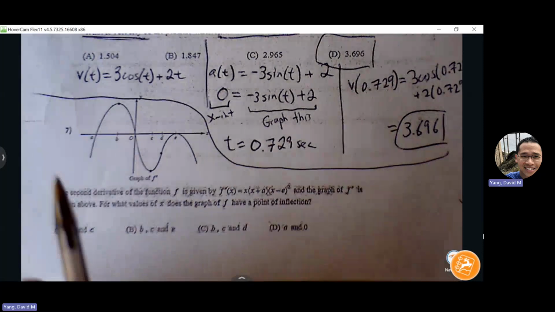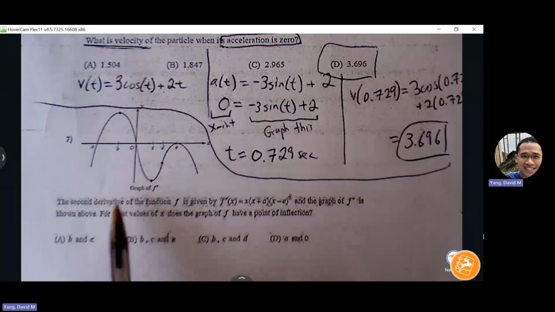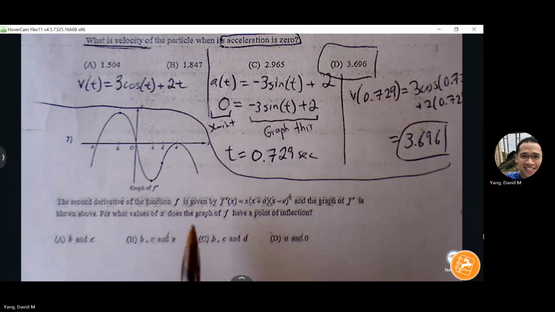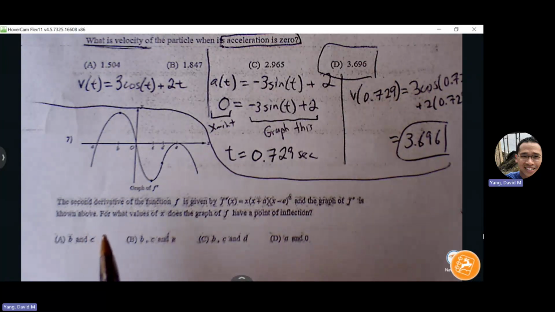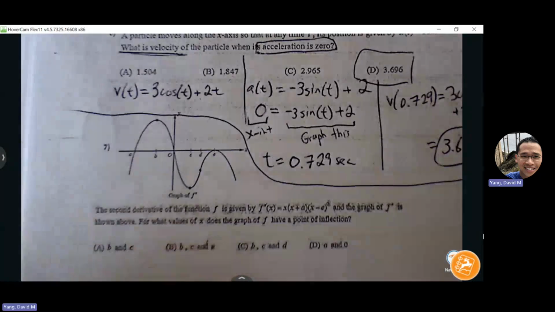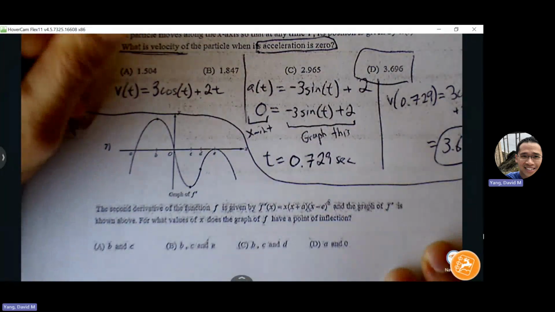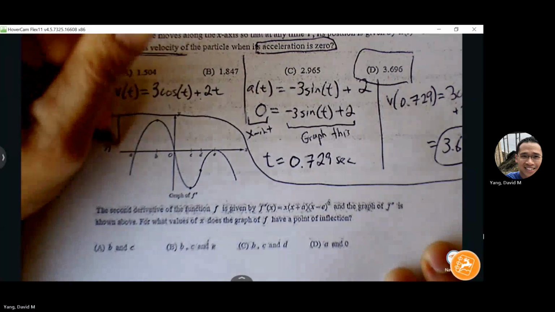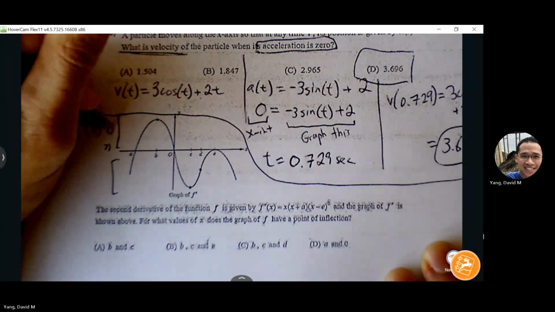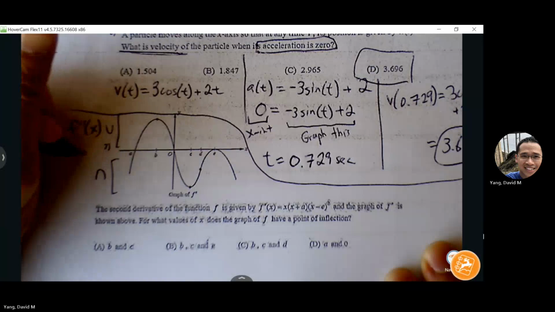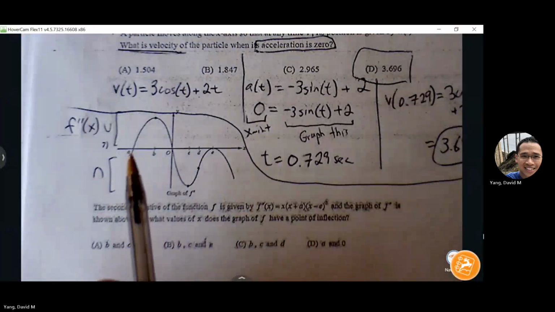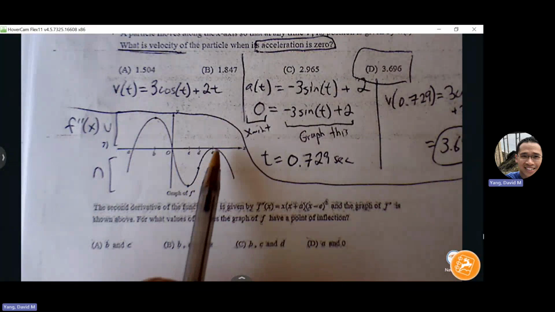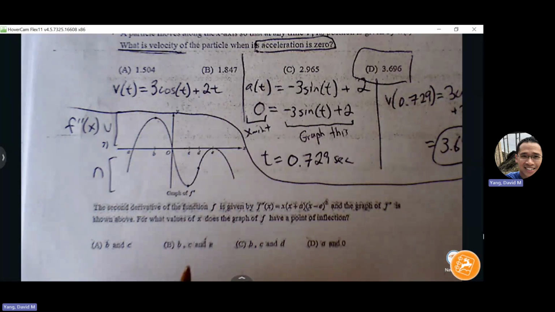Last one. The second derivative is given by f double prime. And the graph of f double prime is shown above. For what value of x is this graph a point of inflection? So if this is the second derivative graph, where do we look for points of inflection? Is it the peaks and valleys, or is it the x-intercepts?